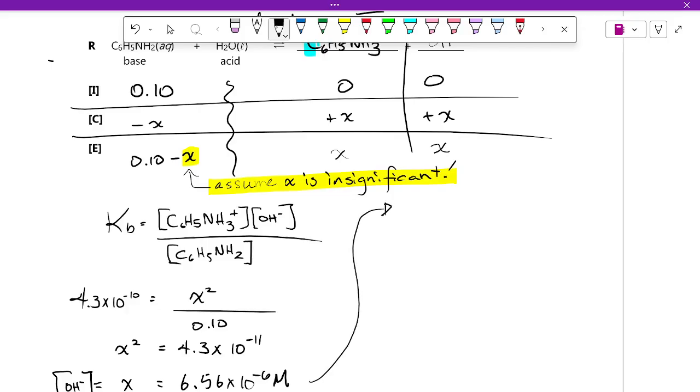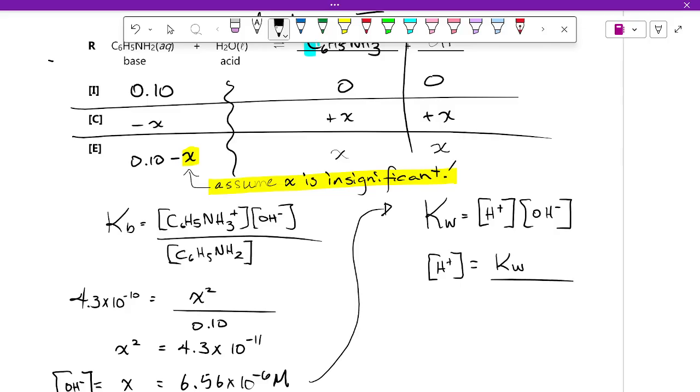Convert it using Kw. Kw is equal to the concentration of hydrogen times the concentration of hydroxide. And then we solve for hydrogen. Hydrogen is Kw over hydroxide. So that's going to be 1.0 times 10 to the negative how much?